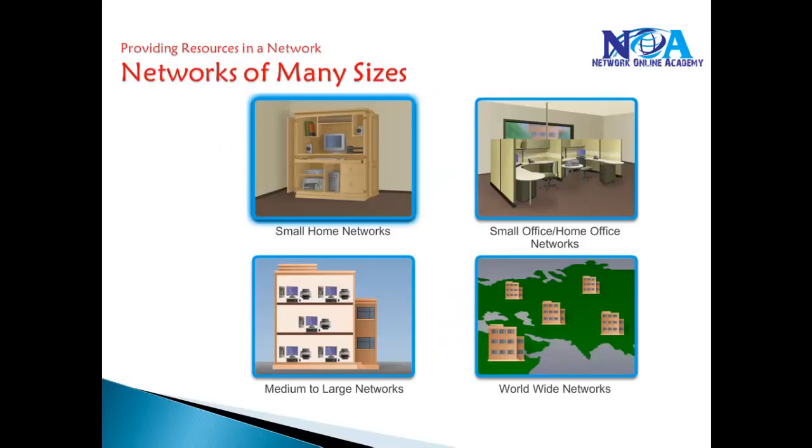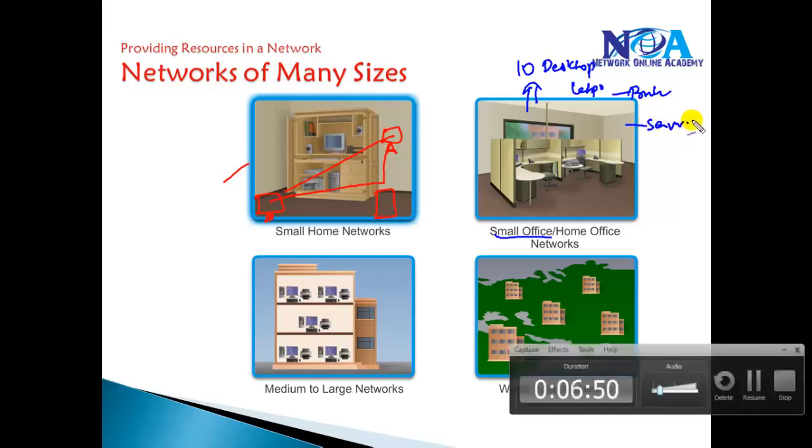Now we got some different network sizes here. We have very small home networks, where I just have a computer, maybe a laptop, and a mobile phone, and I build a small network connecting all these devices. We call this a small home network. Or you can also have a small office, home office network, where I have a very small office, maybe 10 desktop computers, a couple of laptops, one printer, and one server, a very small size network.